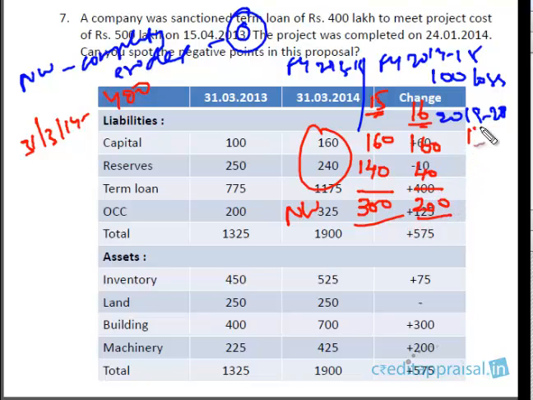Then 31/3/2017, you see here, the reserves is only 40, whereas the loss is 100. So put together, capital will now begin to be eroded. But if this is a company, you don't actually show capital to be reducing, you show it as accumulated loss. So what you show, capital will be 160.